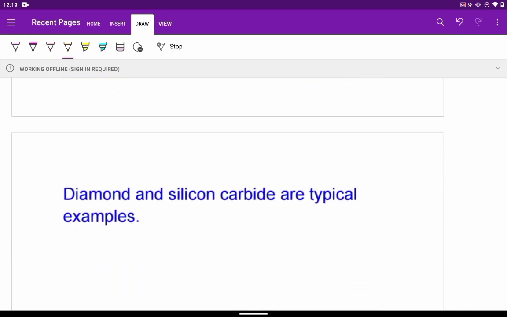Diamond and silicon carbide are typical examples of this type of solid. Now graphite is soft and also a conductor of electricity because of its structure. In graphite, the carbon atoms are arranged in different layers. In the same layer, each atom is bonded to 3 neighboring atoms.